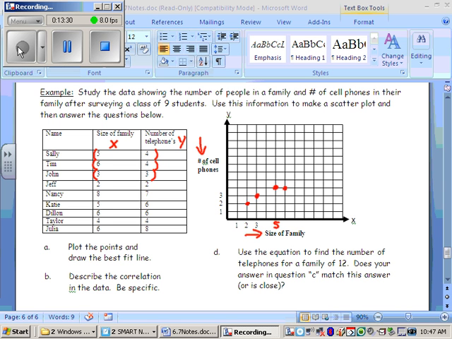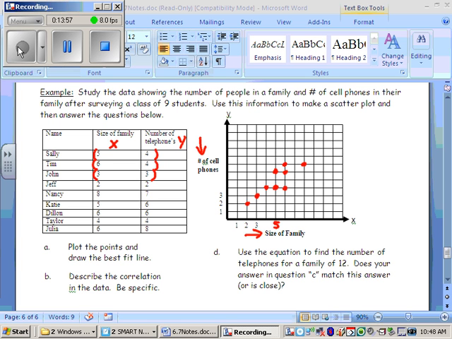Nancy would be at 8, 7, which is way up here. Katie would be at 5, 6. Dylan would be at 6, 6. Taylor at 4, 4. And then Julia at 6, 8. Right here.